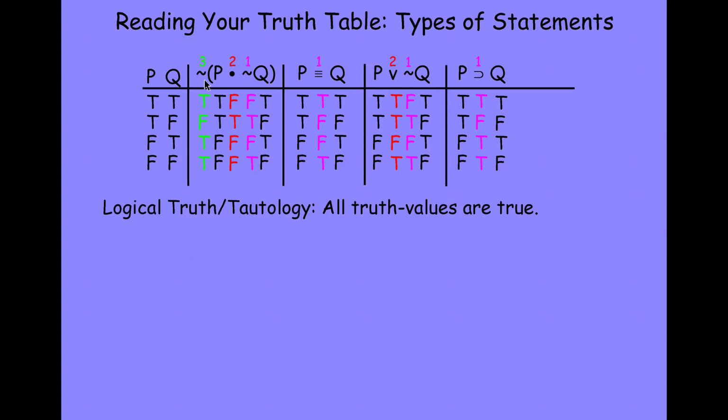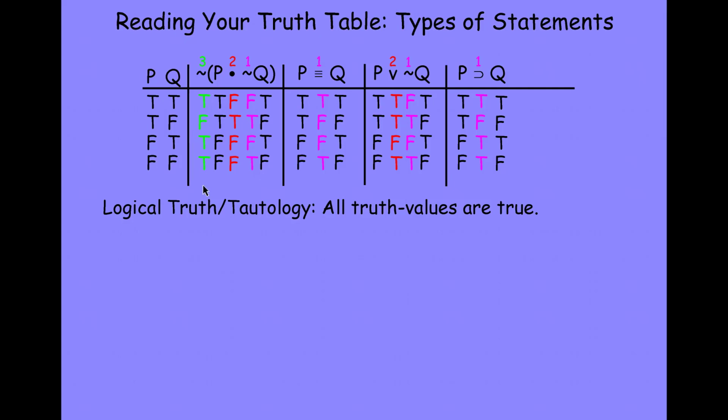Look under that main connective, the tilde, and then we check to see if that formula is always true. The first row, the third row, and the fourth row are true. But this fourth row shows us that this formula can be false. So it's not a logical truth or tautology because it is not always going to be true no matter how the world turns out.